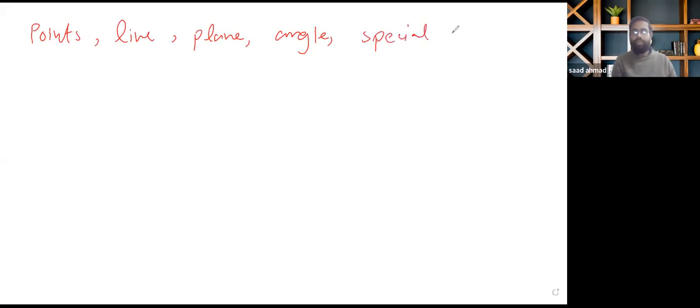So today we are starting with some basic definitions of geometry. It's about points, lines, planes, angles, and some special angles, special angle pairs. All right. So let's start with the point.